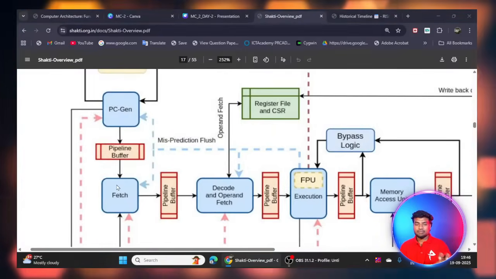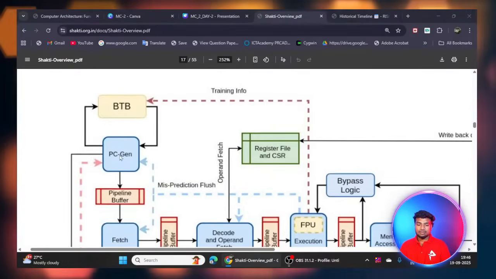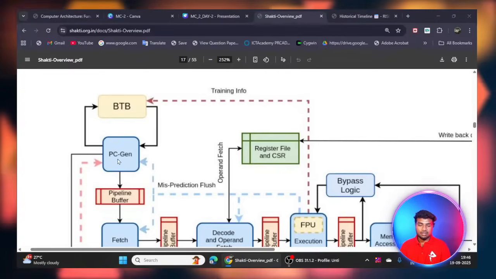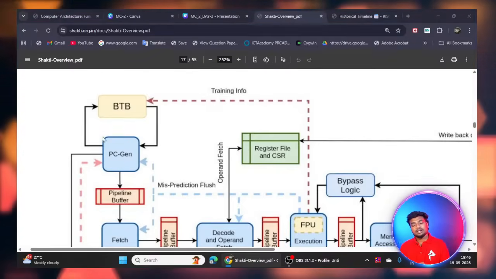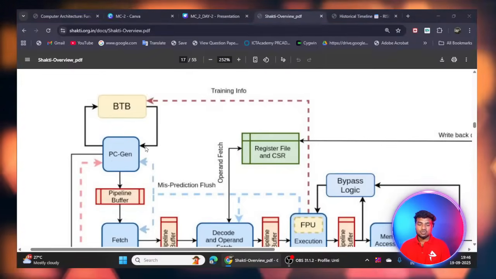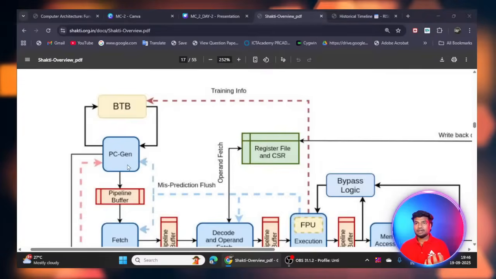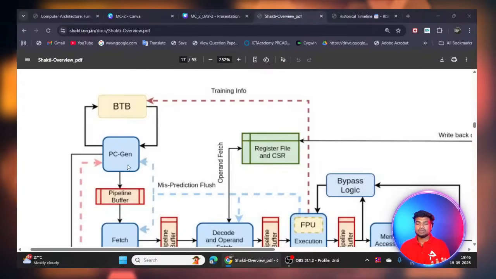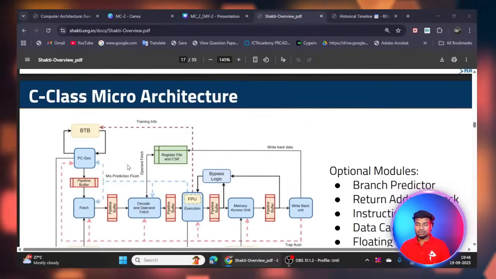Fetch means getting the information. And then here you can see the program counter generation. Here is the need for the clock. So here it will count the program, it will count the instructions, so how many instructions are done. So this is a basic flow.